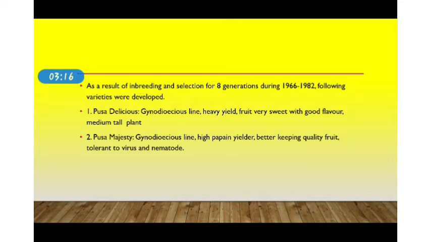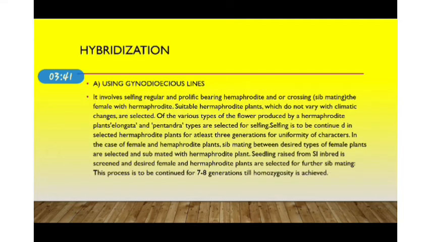As a result of inbreeding and selection for 8 generations during 1966 to 1982, the following varieties were developed. They are the Pusa Delicious, gyno-dioecious line, heavy yield, fruit very sweet with red flesh and good flavor, medium tall plant. Pusa Majesty. This is a gyno-dioecious line plant, high papain yielder, better keeping quality fruit, tolerance to virus and nematode.